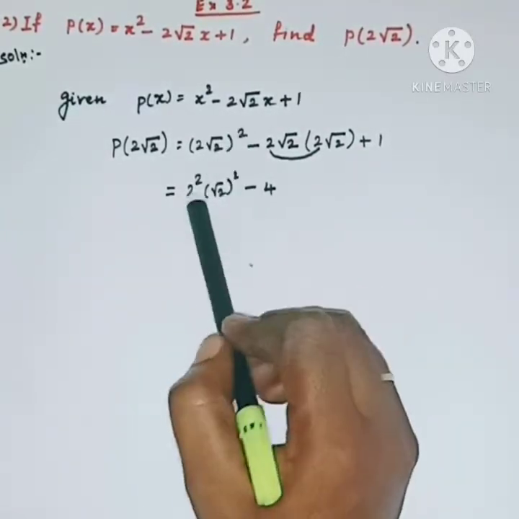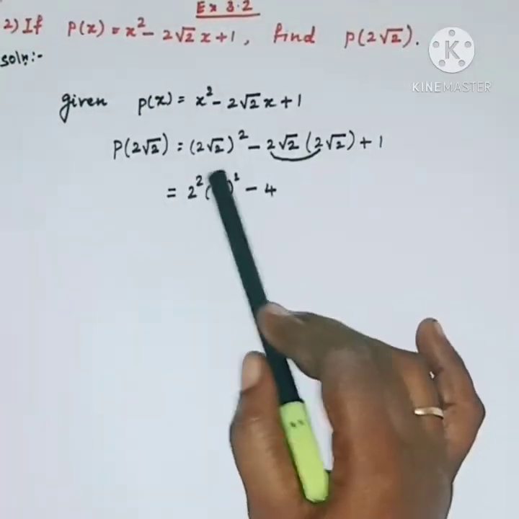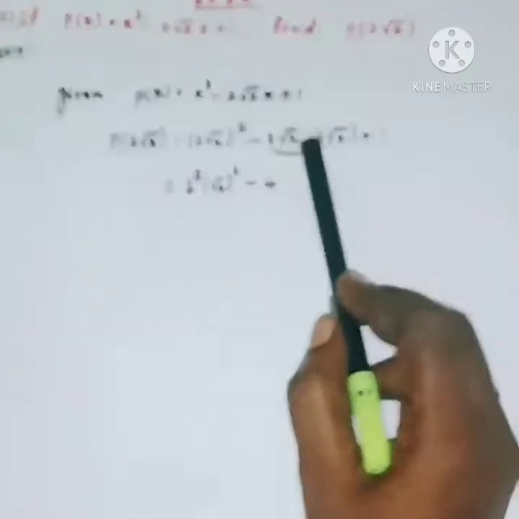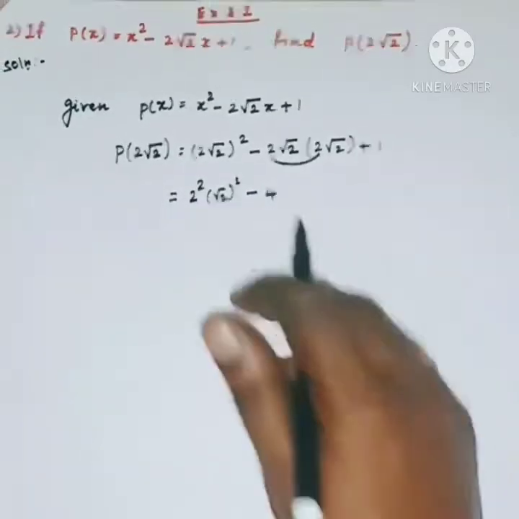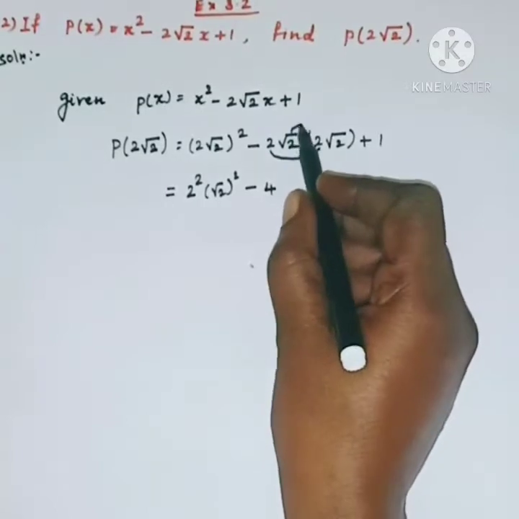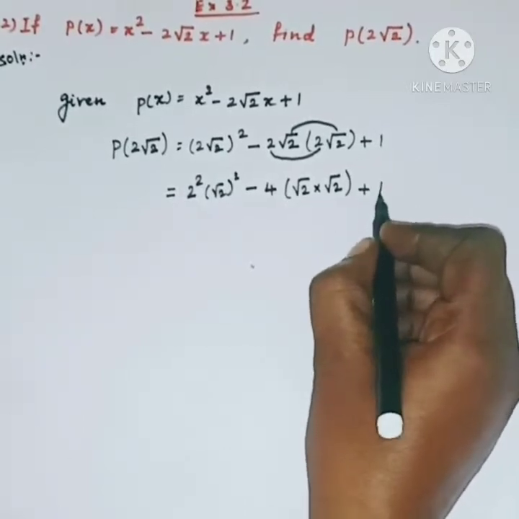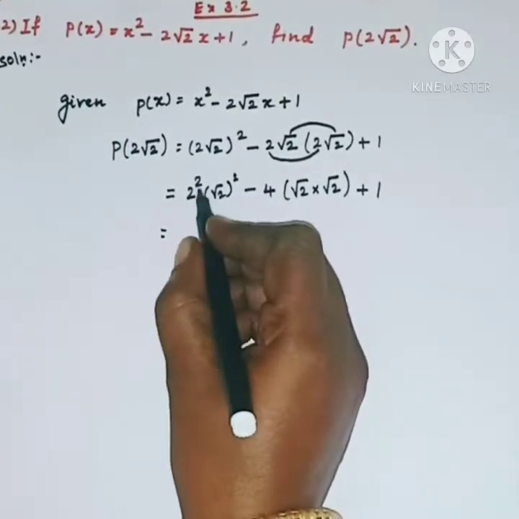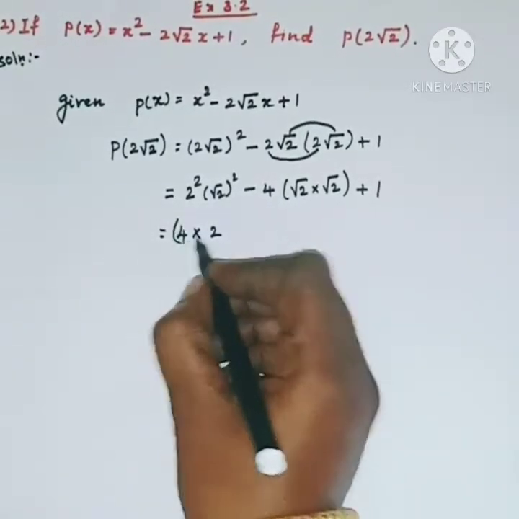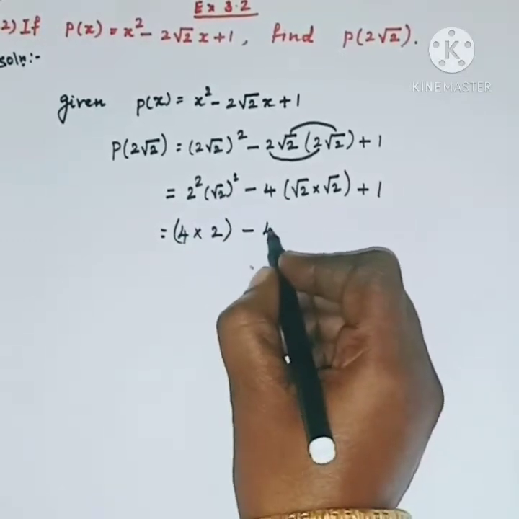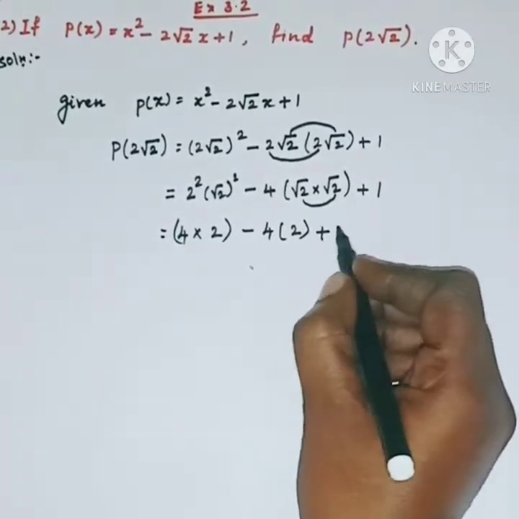2 root 2 the whole square becomes 2 square and root 2 square, minus, we have to multiply these two terms together. 2 2s are 4 and root 2 into root 2, plus 1. Now 2 square is 4 and root 2 square will become simply 2. Root 2 into root 2 is 2, minus 4 into, here also we have root 2 into root 2, which is 2, plus 1.